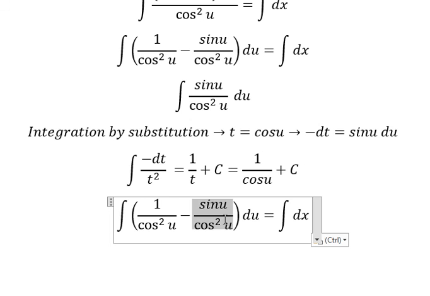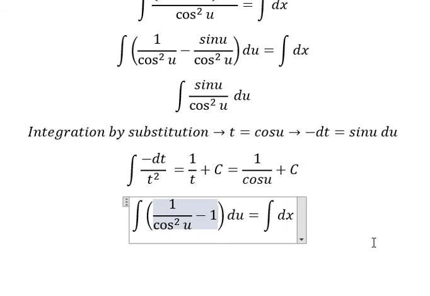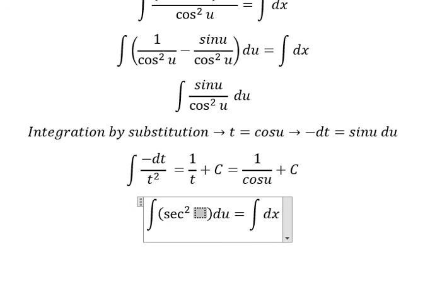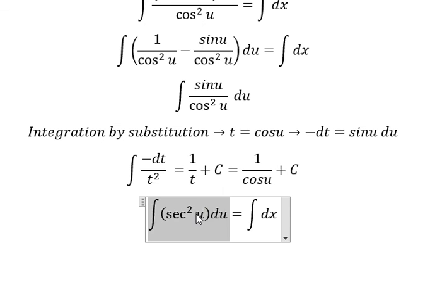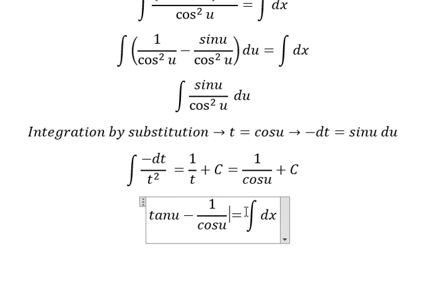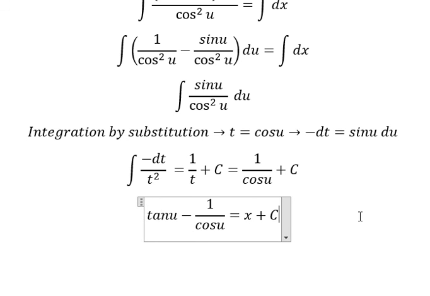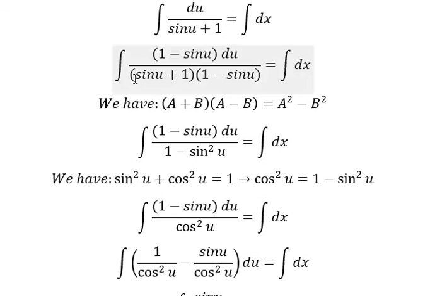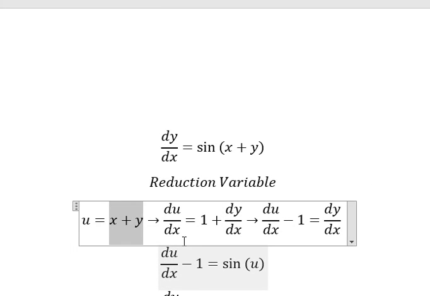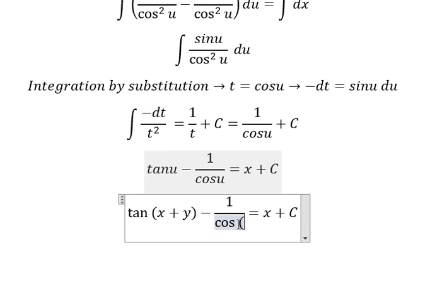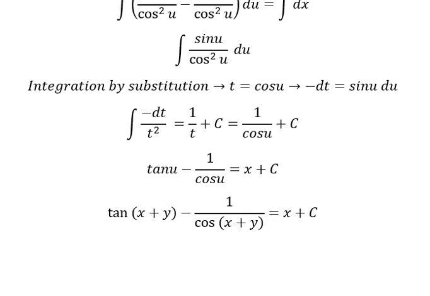So the integration of this one, we have 1 over cosine u. The integration of this one, that is secant of u square. So this one, we have tan u. This one, we have x. About u, that is x plus y. This is the end.